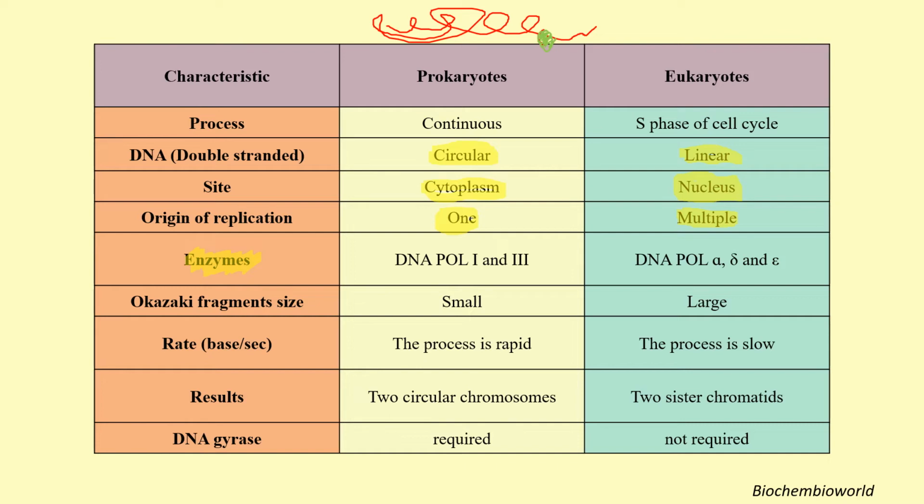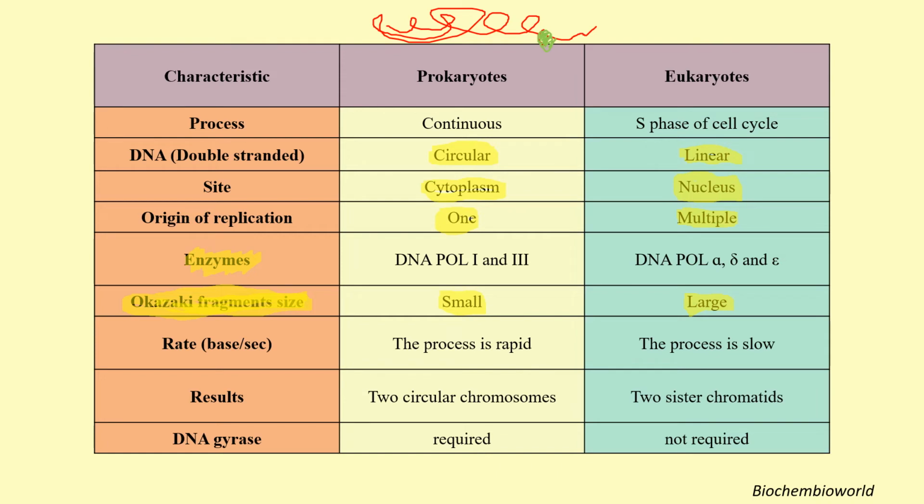Okay, the Okazaki fragments. We all know that DNA replication occurs simultaneously on both the strands. One strand is synthesized in a continuous manner, and the other strand is synthesized in a discontinuous manner, and the fragments are termed Okazaki fragments. Usually in prokaryotes, the Okazaki fragments are relatively smaller in length in comparison to those of eukaryotes.